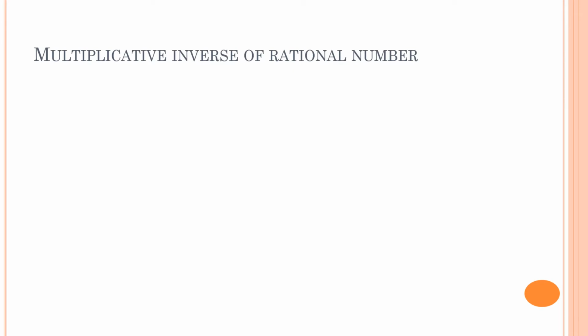Now let us continue with the multiplicative inverse of a rational number. Multiplicative inverse is also known as the reciprocal, that is, of p by q is q by p. So when I multiply the rational number p by q and its multiplicative inverse, I get the multiplicative identity, that is equal to 1.